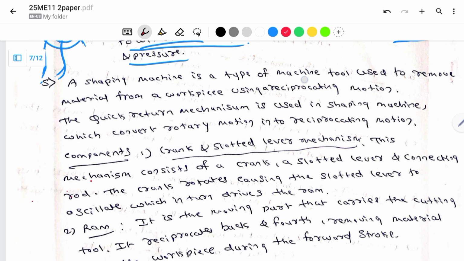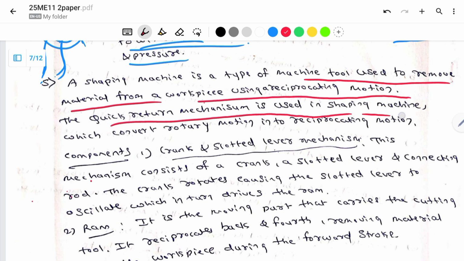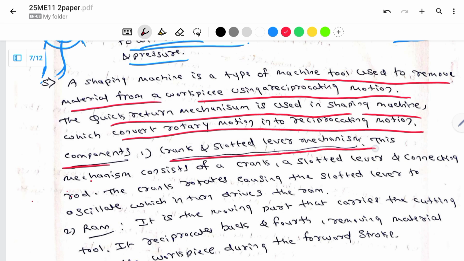A shaping machine is a tool used for removing material from the workpiece using a reciprocating action. As I have told, it uses a quick return motion mechanism, which converts the rotary motion into reciprocating motion. The components of this machine are the crank and slotted lever mechanism, which consists of the crank, slotted lever, connecting rod. The crank rotates, causing the slotted lever to oscillate, in turn driving the ram.